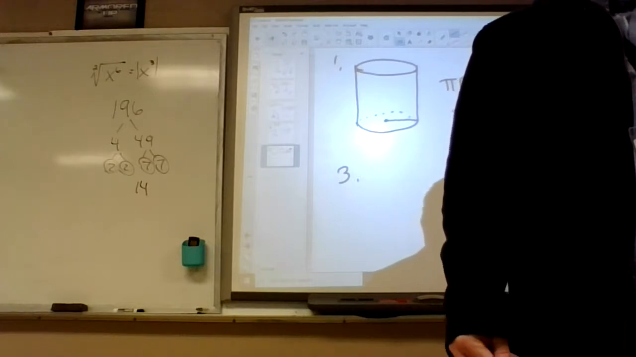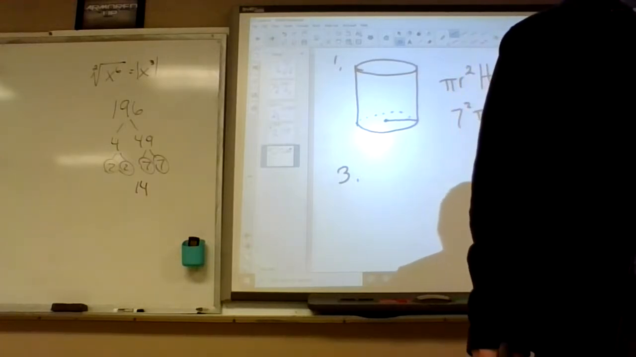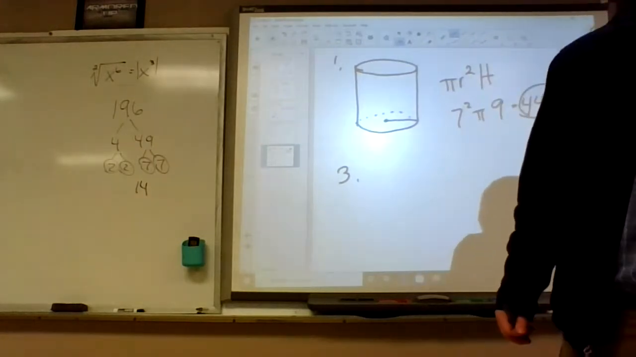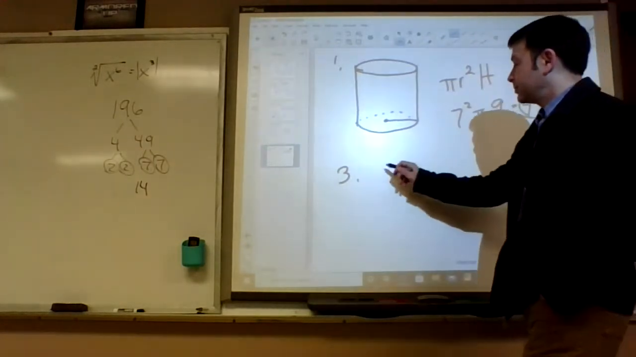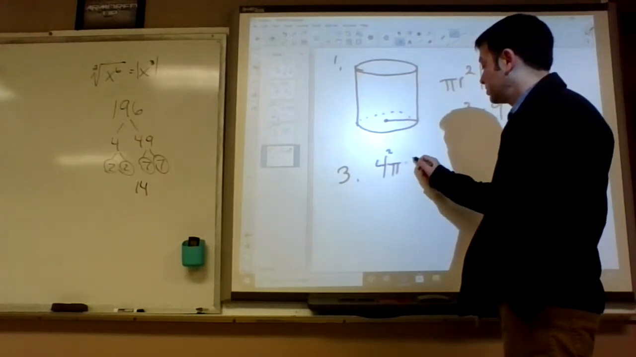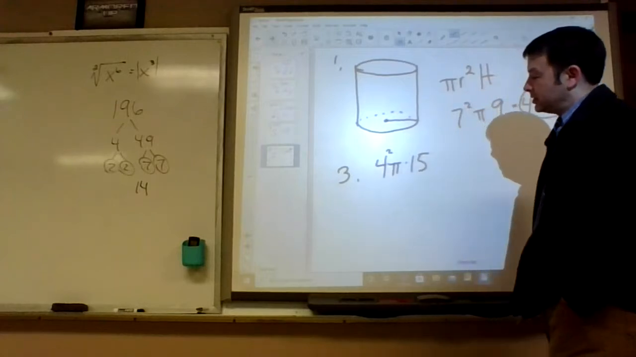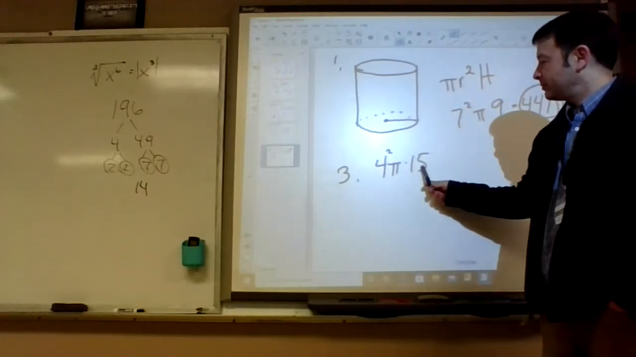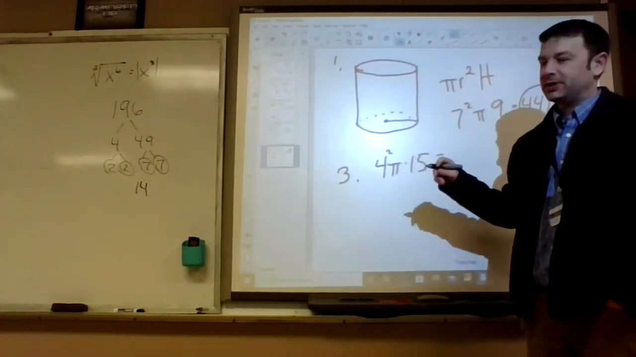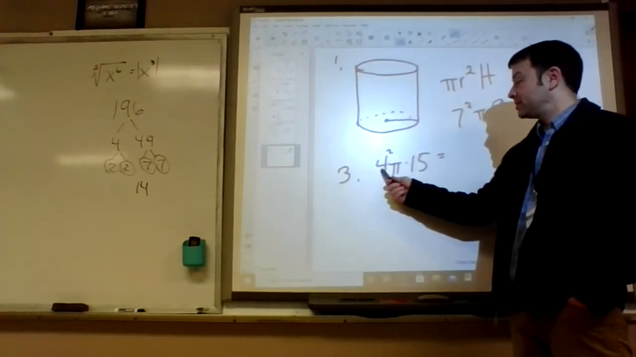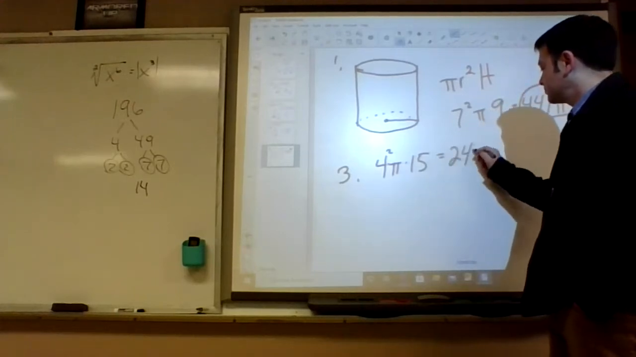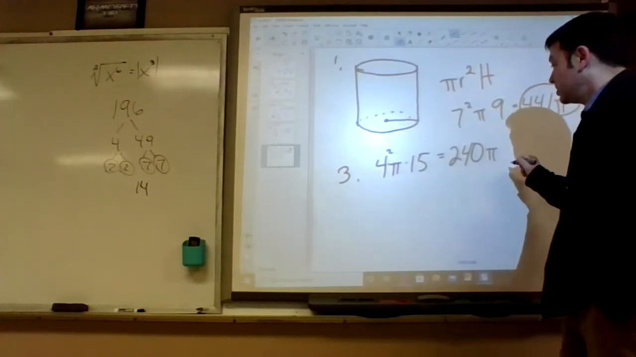Elena, how about number 3? What should we plug in? 4 squared pi times 15. Let's see. 4 times 15 is 60, times 4 is 240. Remember, order of multiplication doesn't matter, so I'm kind of doing it out of order. 15 times 4 is 60, times 4 is 240. Or just use your calculator.